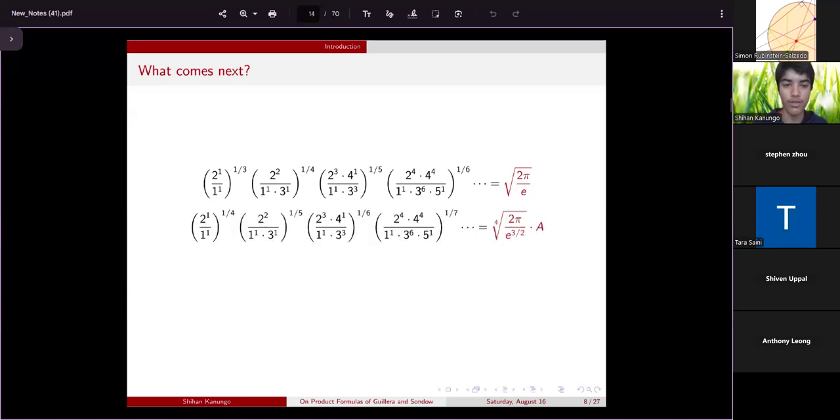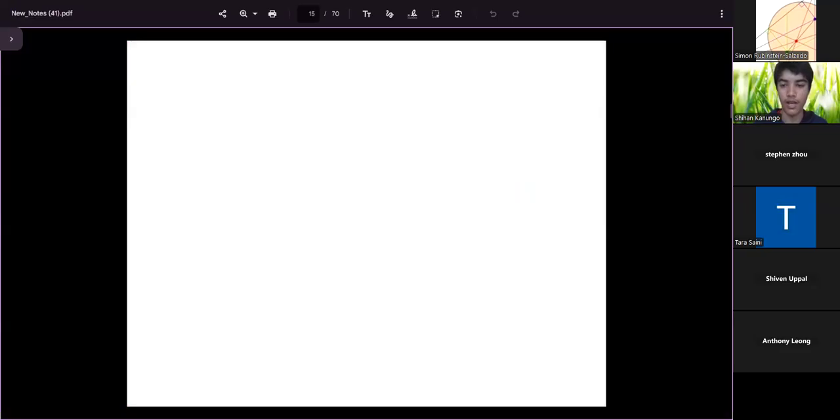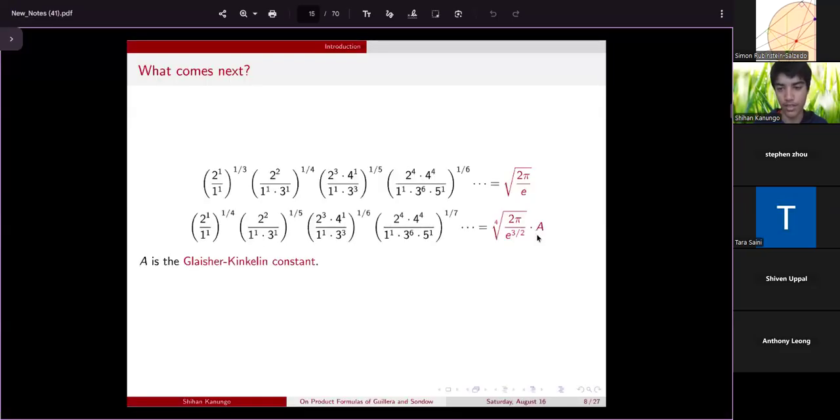And if we go one more step further, we get a more complicated expression. Here A is another constant, the Glaisher-Kinkelin constant. I will talk about this later on, but it's another important constant in number theory. So now we have these 4 numbers, which are all generated by the same kind of product, but there doesn't seem to be any natural pattern at all. So this product formula is what I'm going to be talking about, and how we can evaluate it.